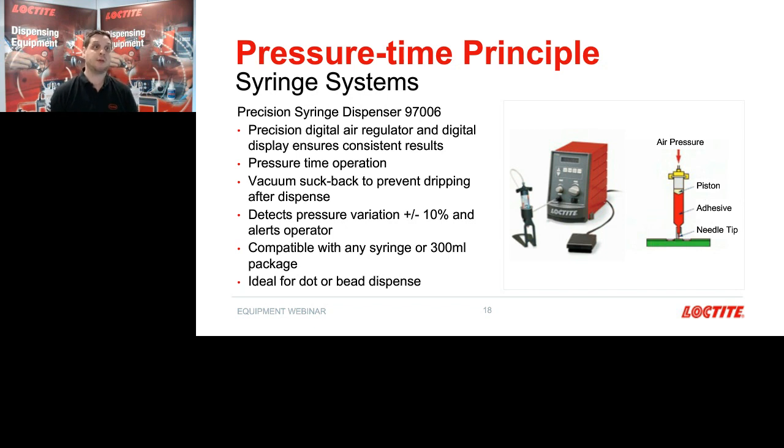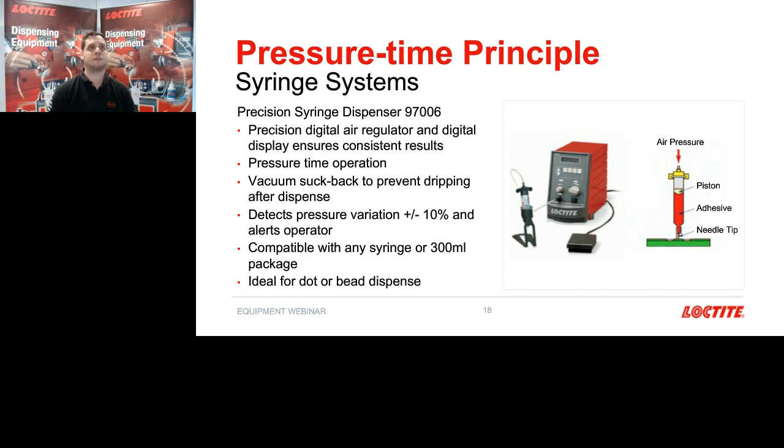This unit has a vacuum suckback to prevent dripping after dispense, and what that means is the unit is applying a small vacuum pressure constantly. Your dispense pressure overcomes this, you get your desired dispense, and then when the dispense is finished, that small vacuum pressure just pulls the adhesive back into the dispense tip, only a small amount, say 1 or 2 millimeters, and what that does is it gives you a clean cut-off and no dripping.